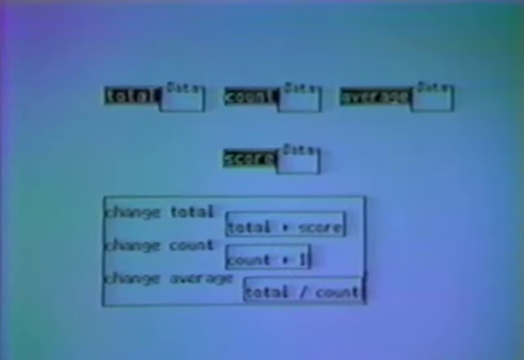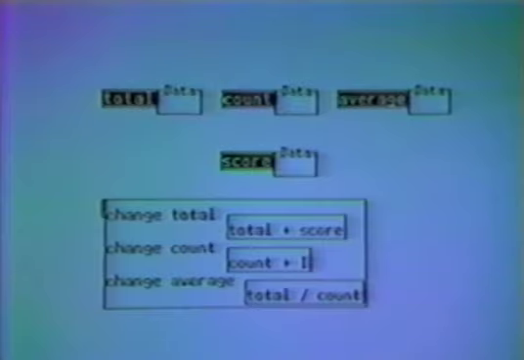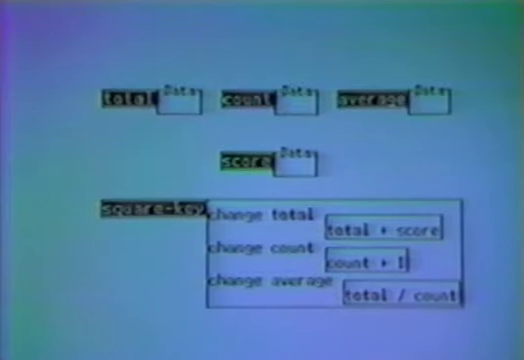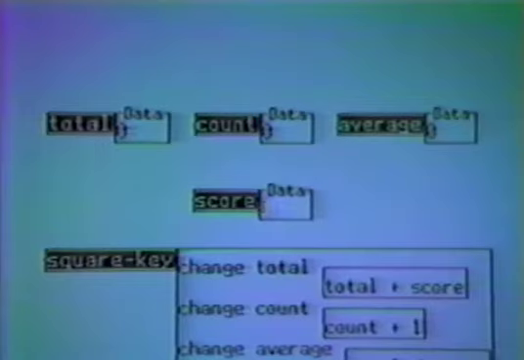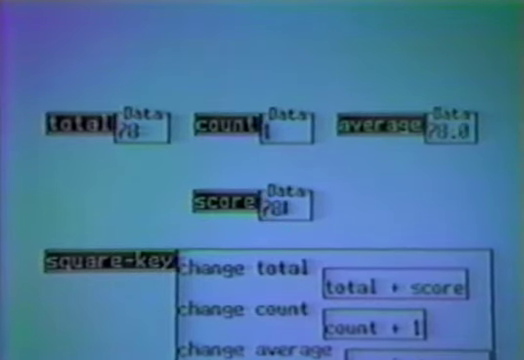We will give this program the special name square key. This special name means that the program will be run whenever we press the square key on the keyboard. Now we can use our calculator by entering the scores in the scores box and pressing the square key. Each time we run the program, we see the new total and average.